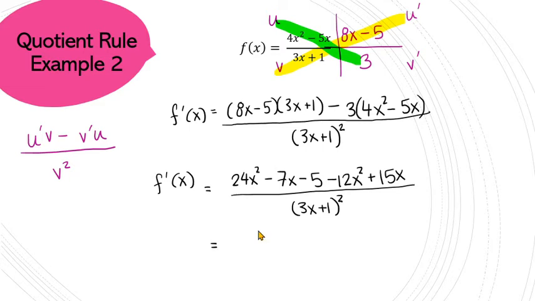Collecting like terms in the numerator, I'm going to end up with 24 minus 12, which gives me 12x squared. Negative 7 plus 15 is going to give me positive 8x. And minus 5.